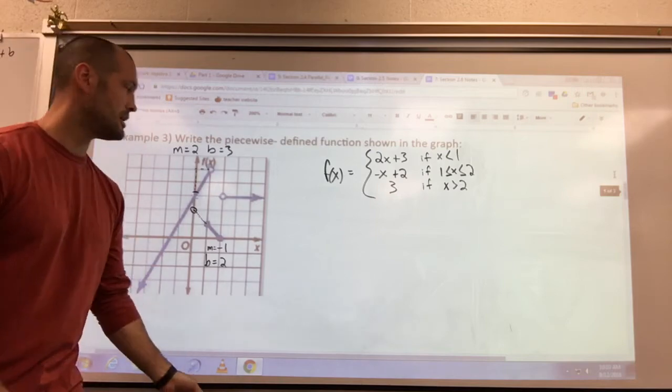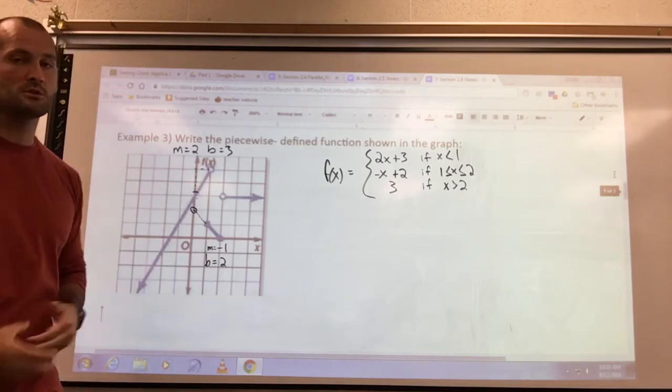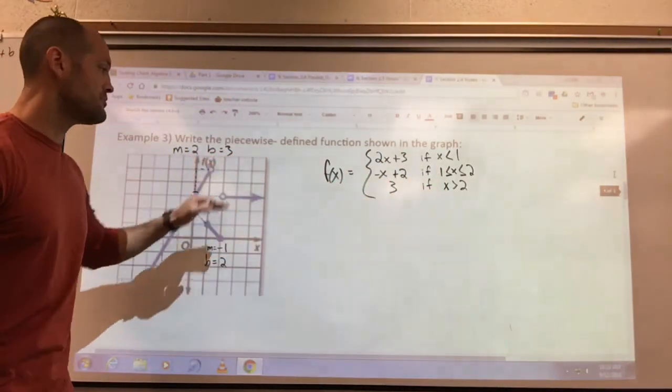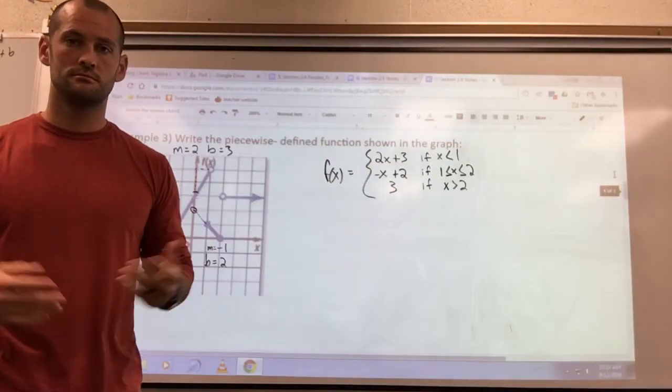So, quick tutorial on how to interpret a graph of a piecewise function. Find your walls to create your inequalities. Find the behavior of each piece to create your equation. That's it.